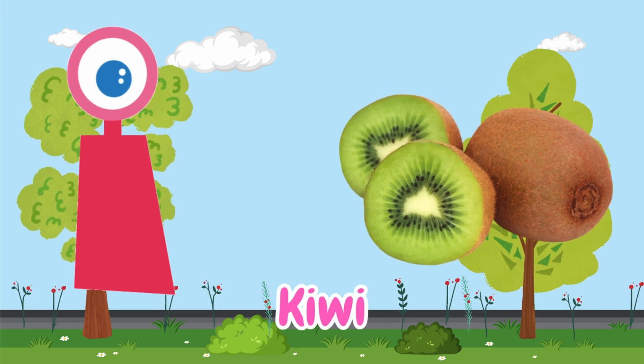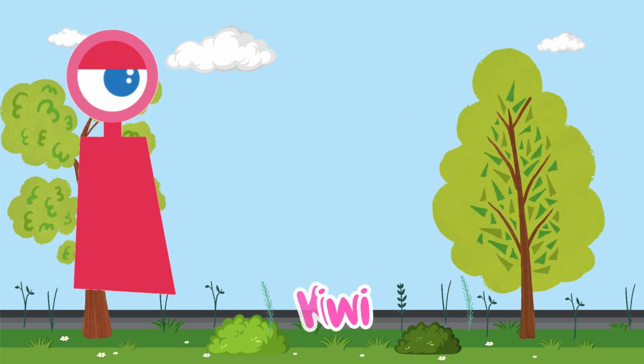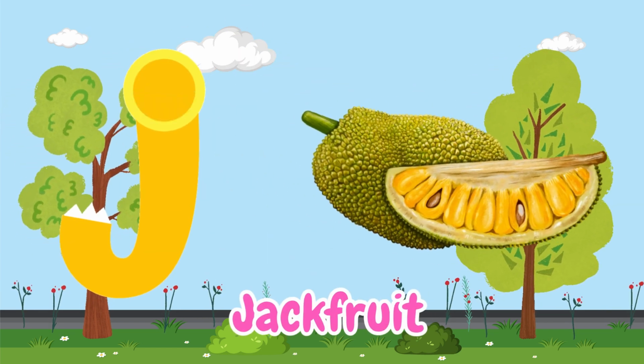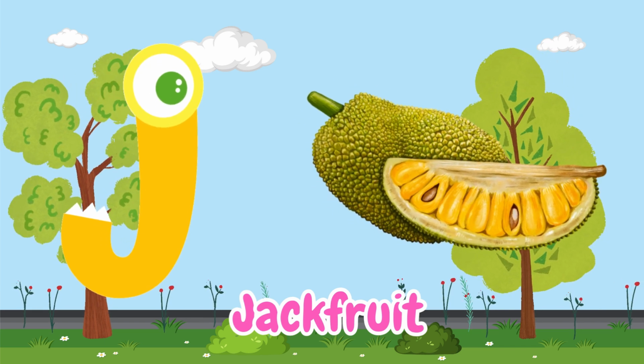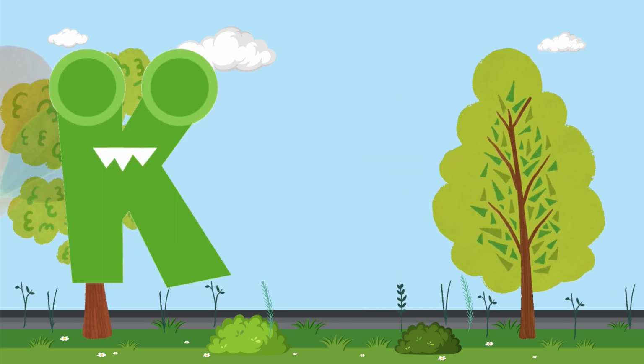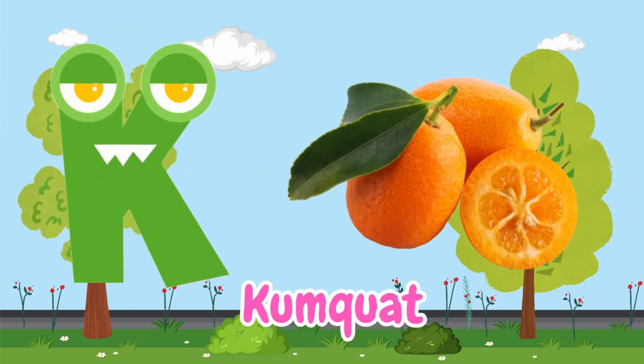I is for kiwi. J is for jackfruit. K is for kumquat.